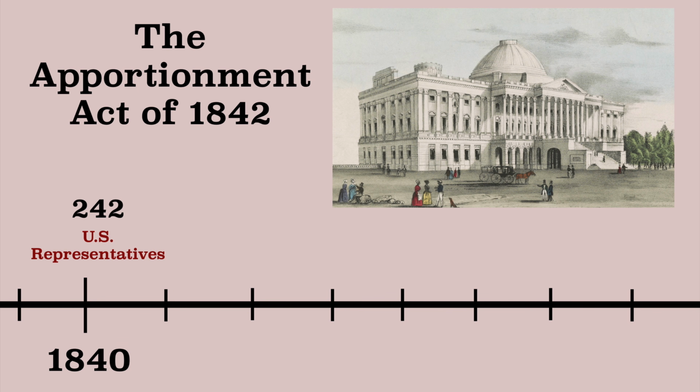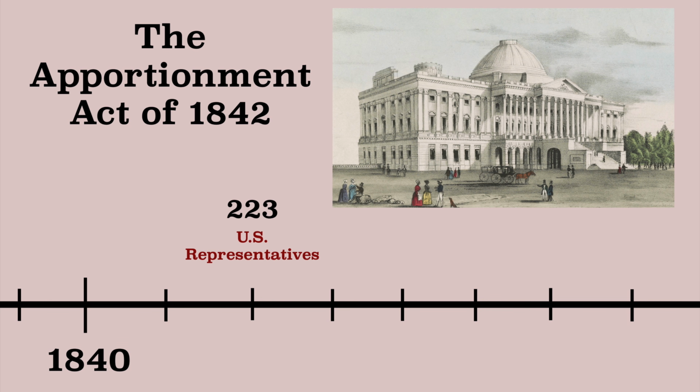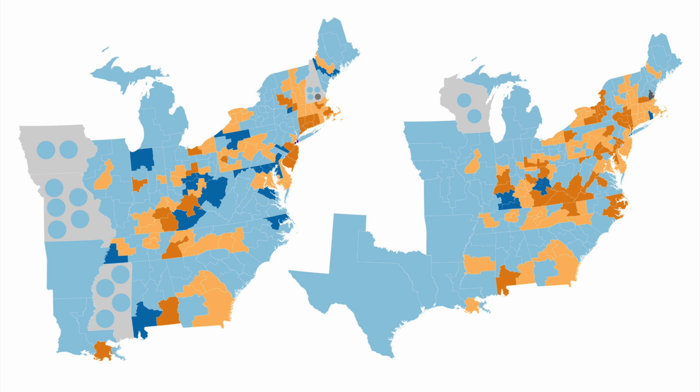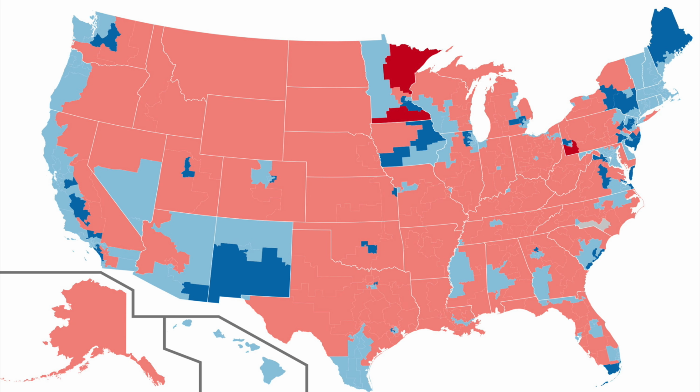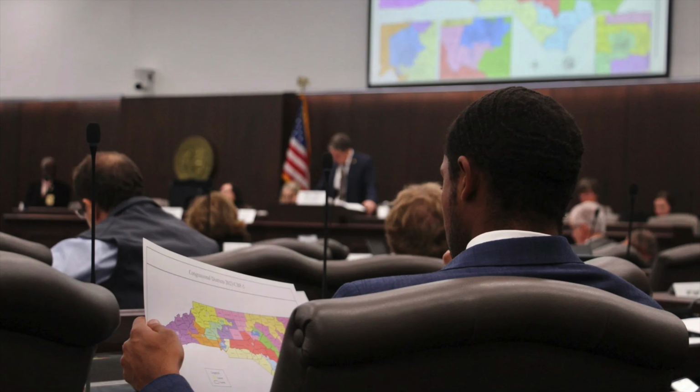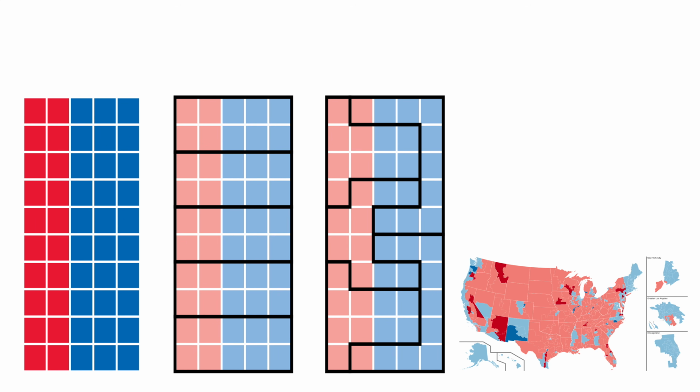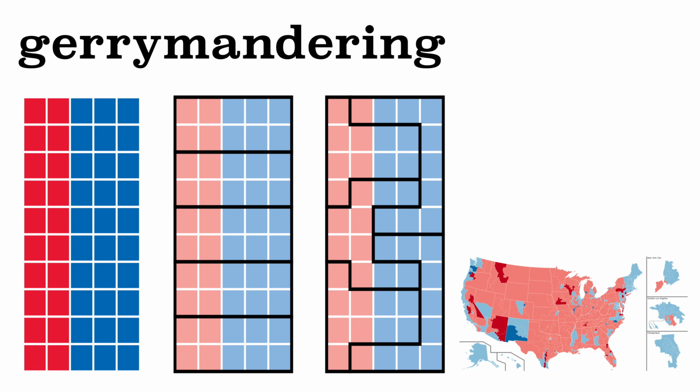The Apportionment Act of 1842 decreased the number of House seats from 242 to 223. It also basically said there had to be congressional districts, each with only one representative, so no more multiple candidate elections. Now, districts had to be drawn up, and eventually the state legislators who drew up these districts got pretty creative with how they drew them up, leading to a phenomenon now known as gerrymandering.